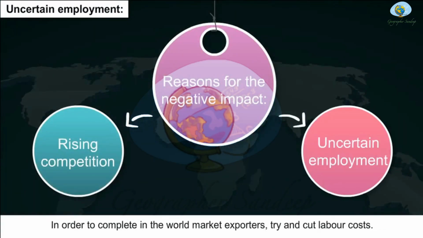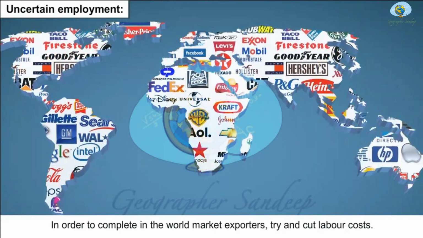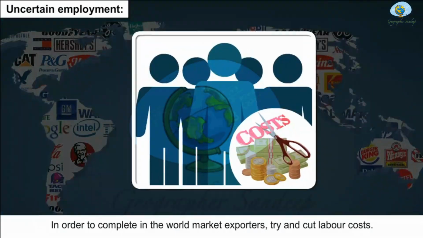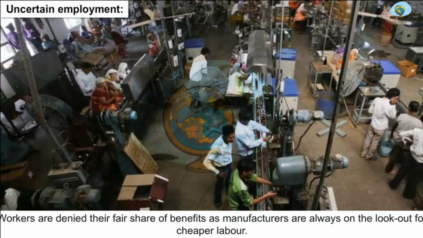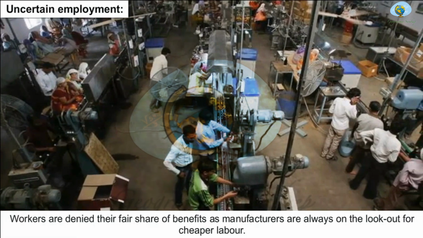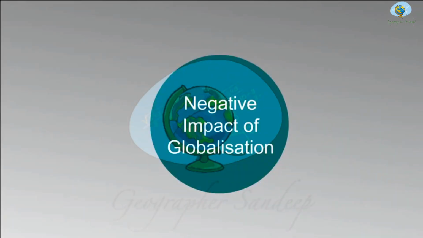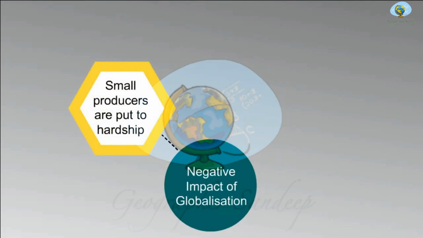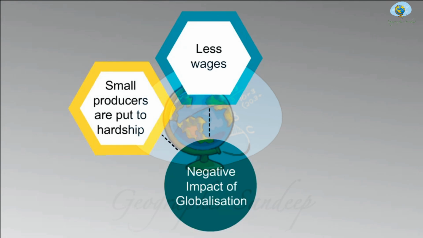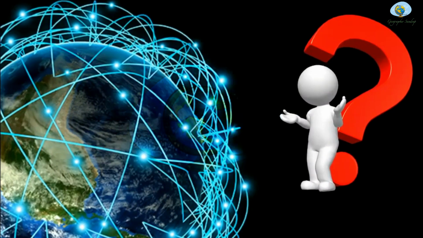Uncertain employment. In order to compete in the world market, exporters try and cut labor costs. Workers are denied their fair share of benefits as manufacturers are always on the lookout for cheap labor. Negative impact of globalization: small producers are put to hardship, less wages, uncertain employment. What is globalization?